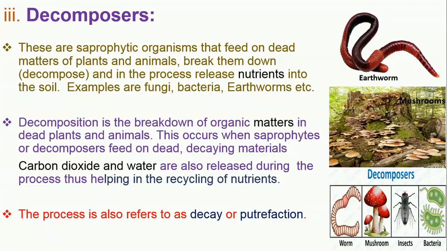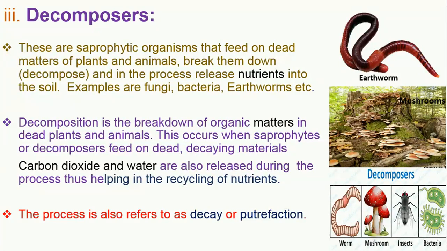Now the second category, we call them macro decomposers, the MACRO. These are large decomposers, so you don't need a microscope before you can see them. So the earthworm is an example of macro decomposers.